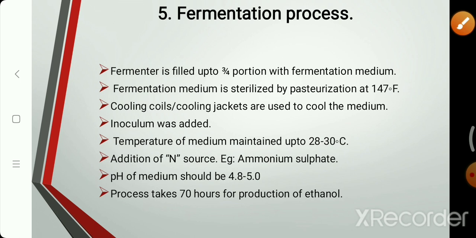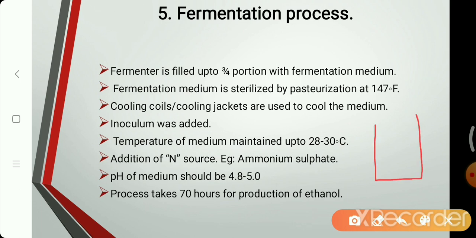Fifth step is fermentation process. In the fermentation process, first of all, we have to take the fermenter. The fermenter is filled up to 3/4 portion with fermentation medium. Then, up to 3/4 portion, we will add our raw material. Then we pasteurize at 147 degrees Fahrenheit. We will sterilize by pasteurization at 140 degrees Fahrenheit.